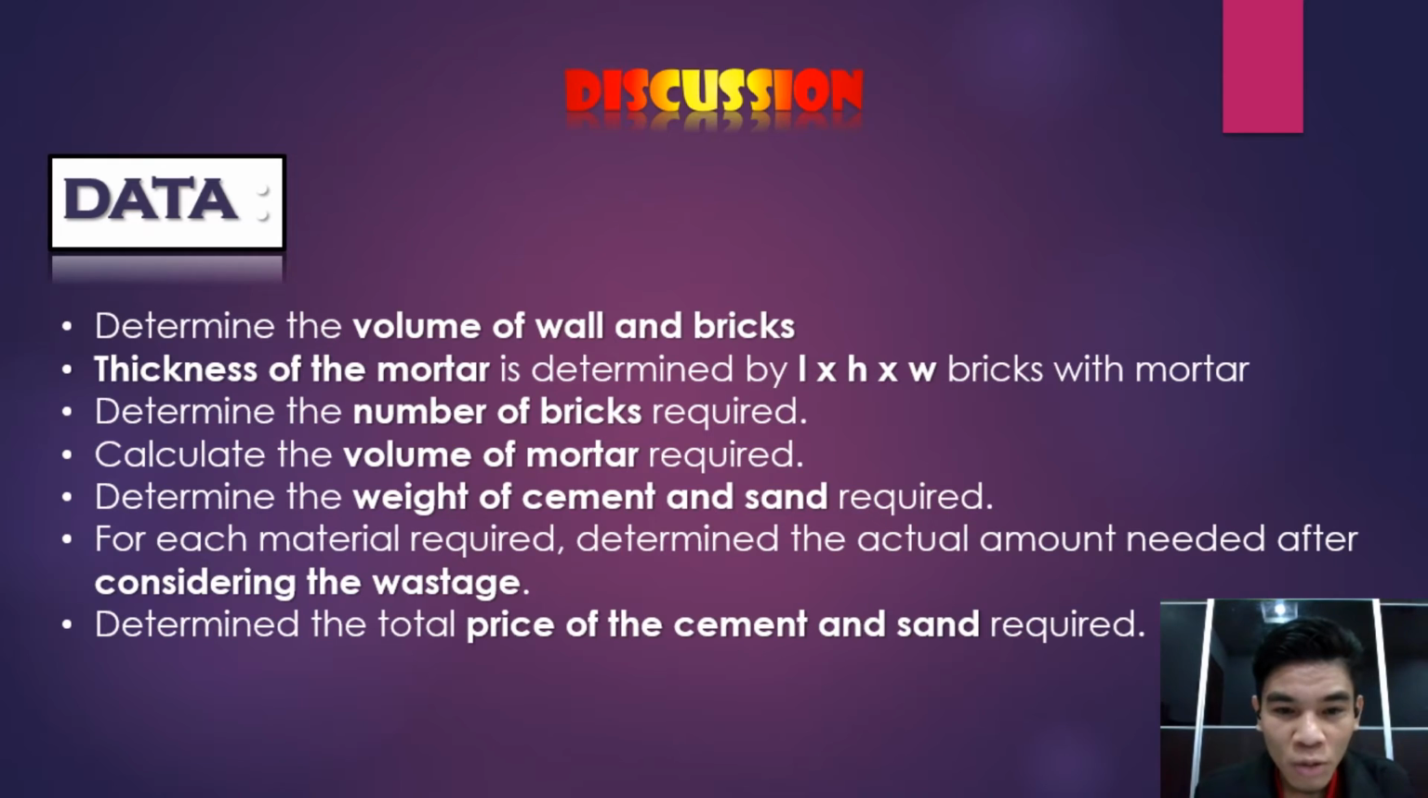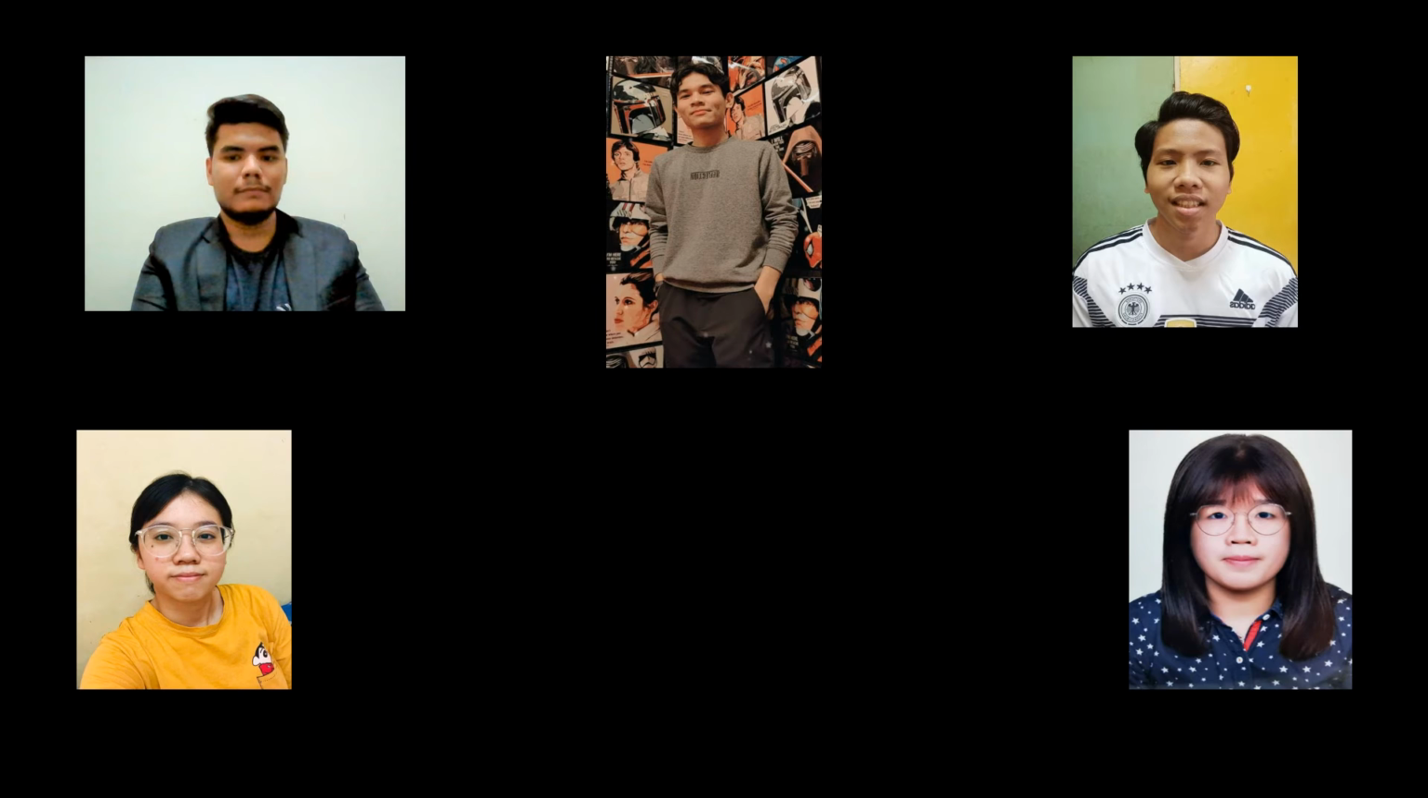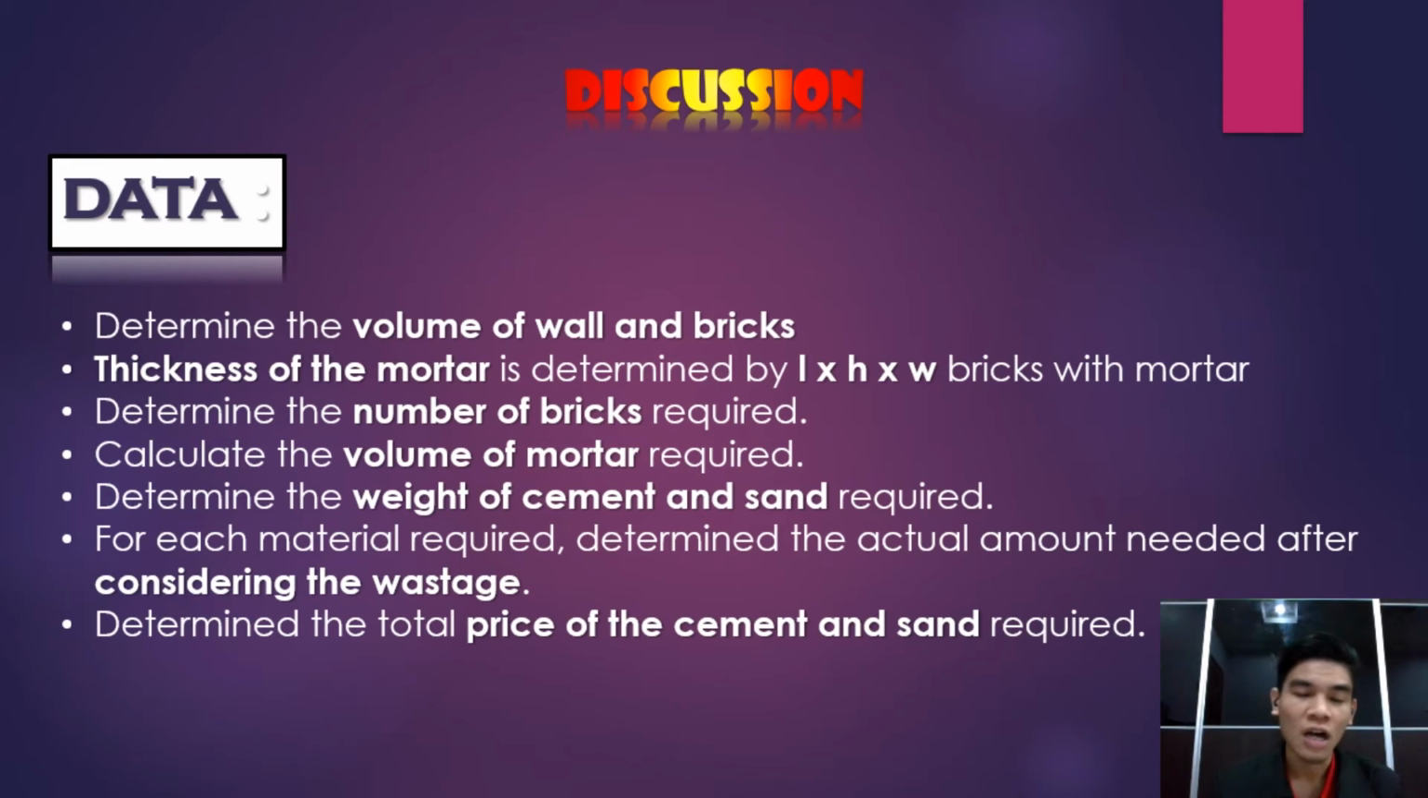Firstly, we can determine the volume of walls and bricks. Second, the volume of bricks with mortar is determined by multiplying length by height by width, according to the thickness of the mortar. Thirdly, we can determine the number of bricks required using the application. Fourth, we can calculate the volume of mortar required. Fifth, we can also determine the weight of cement and sand required. Sixth, for each material required, we can also determine the actual amount needed after considering the wastage, which is our objective of this application lab in this project.